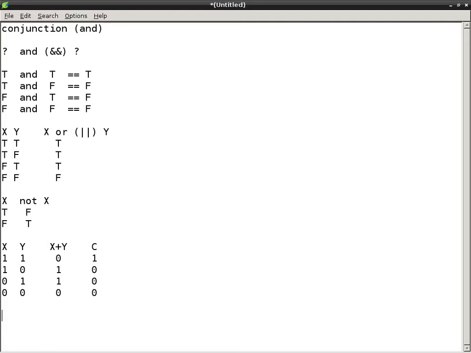So now the question is, can we somehow use our logic gates, which are the AND, the OR, and the NOT, in order to come up with the same result as x plus y, and then use another combination to come out as the carry flag? What do you guys think?